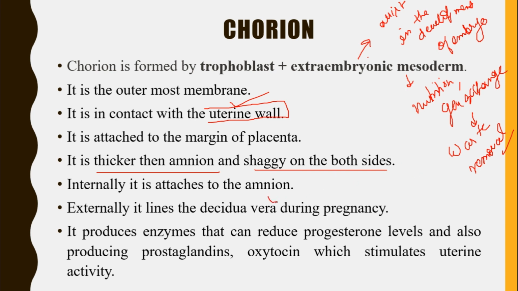Internally it is attached with the amnion. This chorion layer will be thicker than amnion and internally it is attached with the amnion because amnion is the innermost layer and it is directly in contact with the amniotic fluid. Externally it lies against the decidua vera during pregnancy.